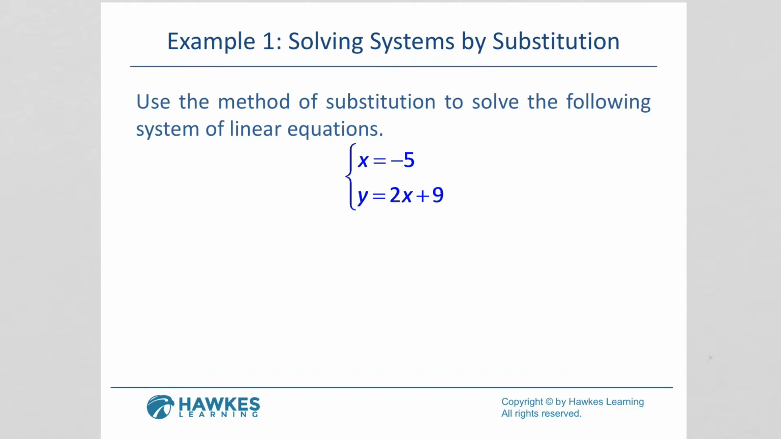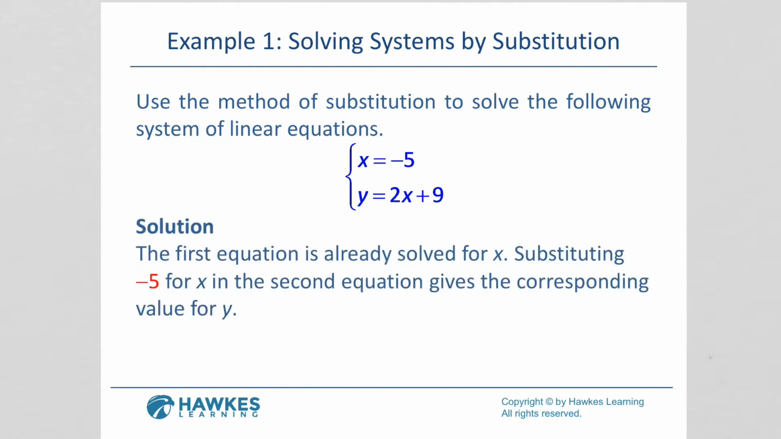Example 1, solving systems by substitution. Use the method of substitution to solve the following system of linear equations. x equals -5, y equals 2x plus 9. The first equation is already solved for x. Substituting -5 for x in the second equation gives the corresponding value for y. y equals 2 times -5 plus 9, which is equal to -10 plus 9, which is equal to -1.